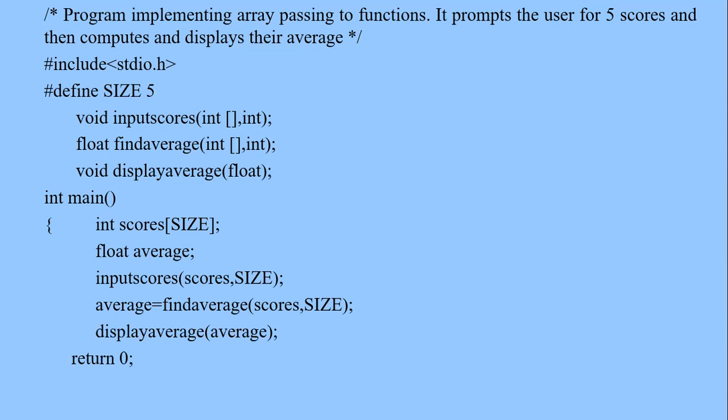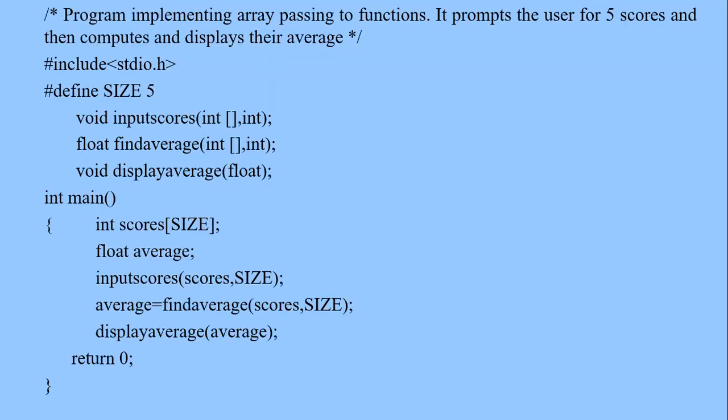So our main function consists of the call statements to various functions, and it is also declaring an array called scores and a variable called average. So once that is done, we have return 0, which informs the compiler to return the control back to the operating system. And then we have the end indicator there, the right brace.